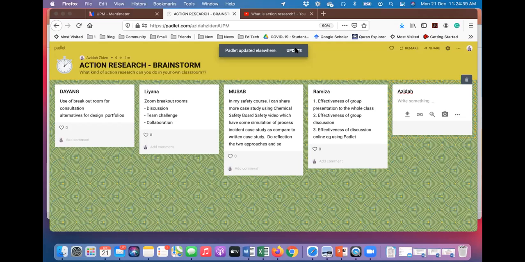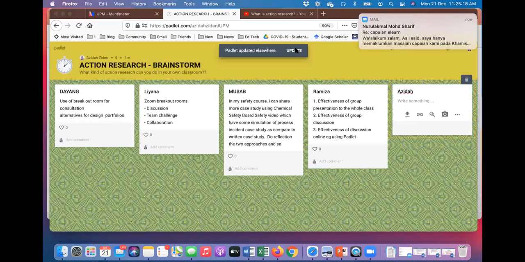Okay. And then similarly, Dr. Dayang's use of breakout rooms for consultation, alternative for design portfolio. So how do they design the portfolio? The process maybe can also be different between different breakout rooms. So if you say you have different design portfolio, different methods for designing portfolio, why not each breakout room is given different methods. So group A does this type, group B does this type, group C does this type. But keep it simple, because we will only take one class session. So, see which is more effective and so on. Alright.